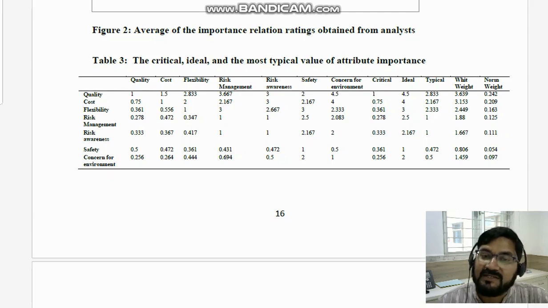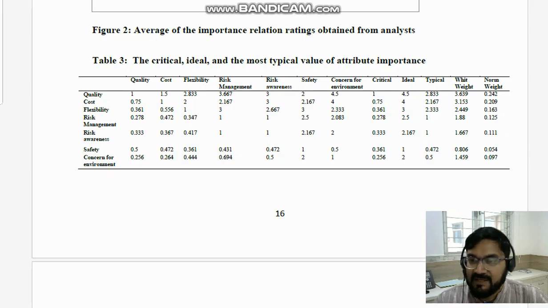So we can see that quality has the highest or the ideal weight of 4.5, and typical is the median value. You arrange the values in increasing order, and you will get the median value as 2.833. So this is how we calculate, and how we are whitenizing that. The ideal plus critical plus 4 times most typical divided by 6, you will get the whitenized weights. Now this way you calculate the weights for all the criteria, and finally you take the sum of the weights and divide each of them by that, you get the normalized weights of the criteria.